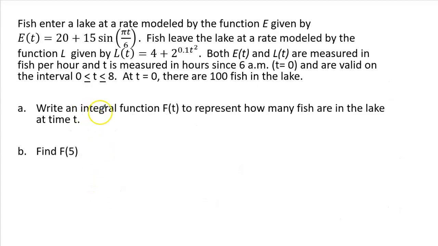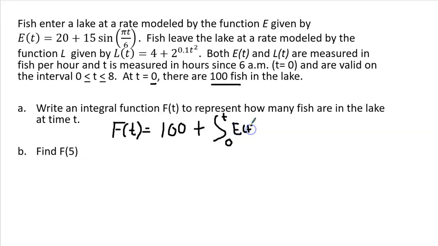So the first question here is asking me to write an integral function, which we're going to call f, to represent the total number of fish in the lake in a given time t. Now, we've already done that on the little intro slide. That is a common question that they may ask you to do. So the total number of fish is equal to the starting number of fish, which is 100 in this case, plus the integral from the starting time, which is 0. Now, you've got to be careful with that. They don't always start at a time of 0, but this one does. And then whatever variables here, that's what you're going to put up here. And then it's going to be the E function minus the L function.